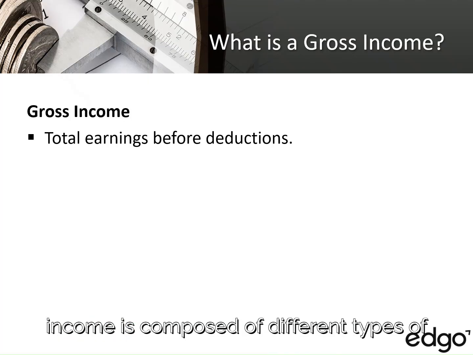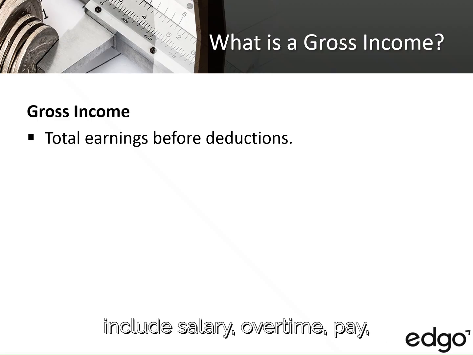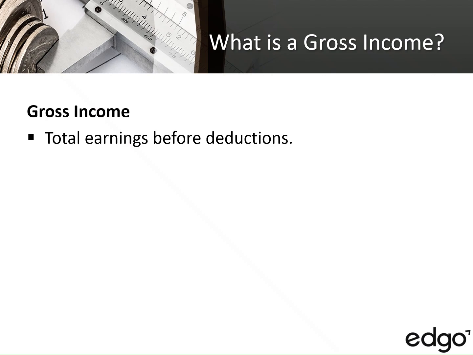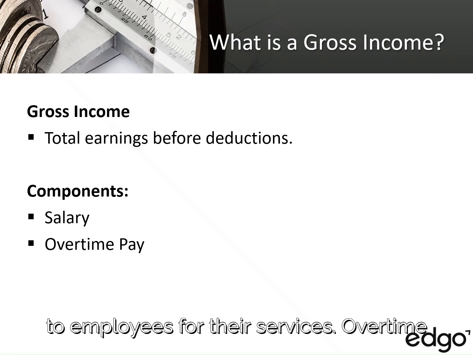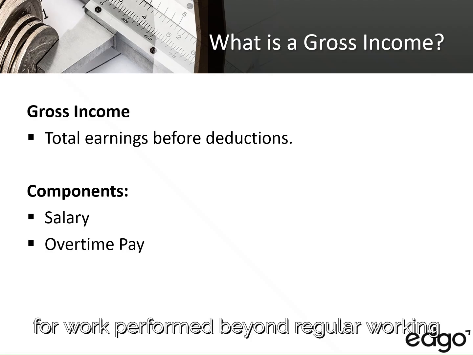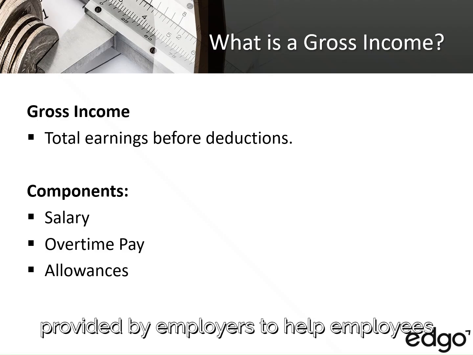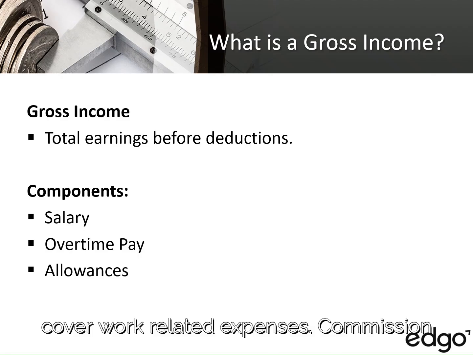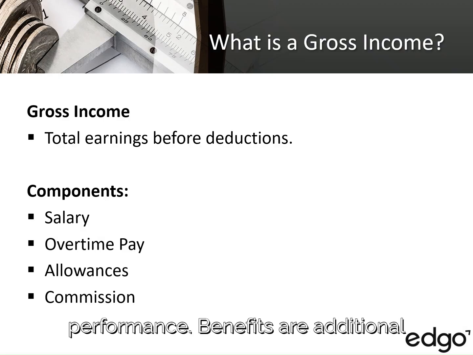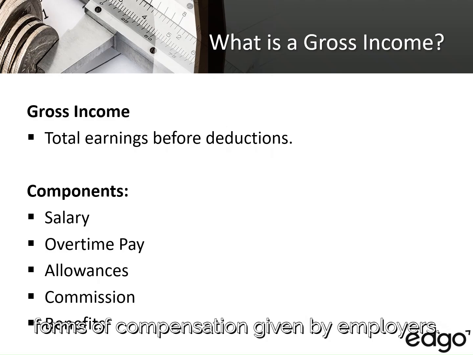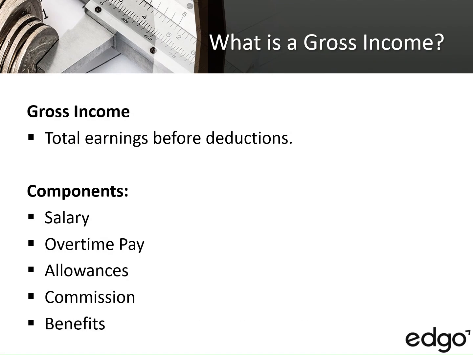Gross income is composed of different types of earnings. These components may include salary, overtime pay, allowances, commissions, and benefits. Salary refers to the regular amount paid to employees for their services. Overtime pay is additional compensation received for work performed beyond regular working hours. Allowances are extra amounts provided by employers to help employees cover work-related expenses. Commission refers to earnings based on sales or performance. Benefits are additional forms of compensation given by employers. The combination of these earnings determines an employee's gross income.